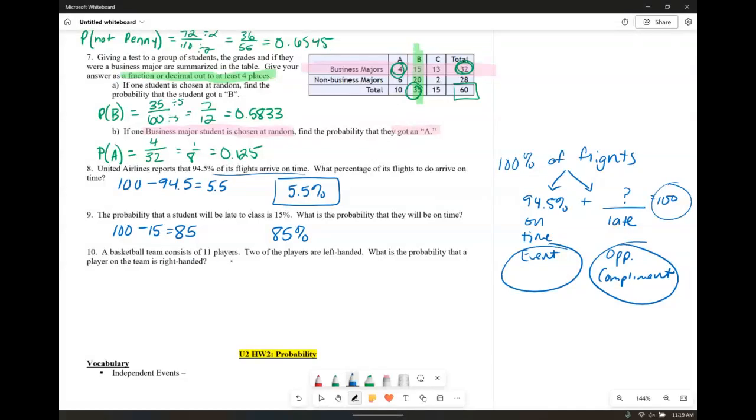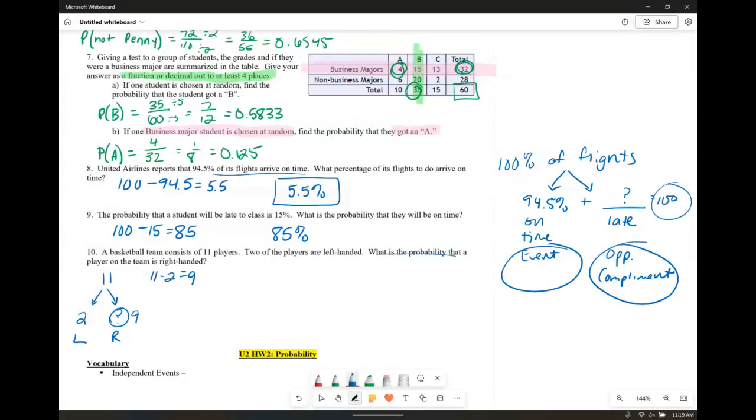Last, a basketball team consists of 11 players. 2 of the players are left-handed. What is the probability that a player on the team is right-handed? Okay. Well, now instead of our data being 100%, we've got 11. And 11 is broken down to 2 categories: 2 that are left-handed and an unknown amount that are right-handed. Well, that unknown amount we can say is 9, because 11 minus 2 is 9.